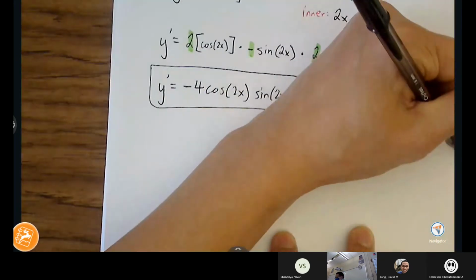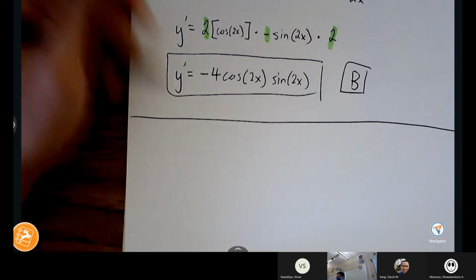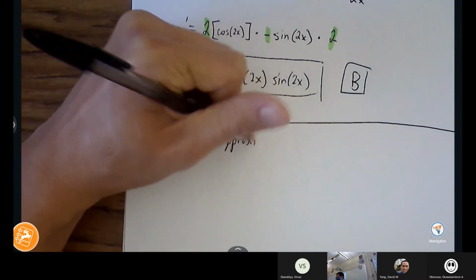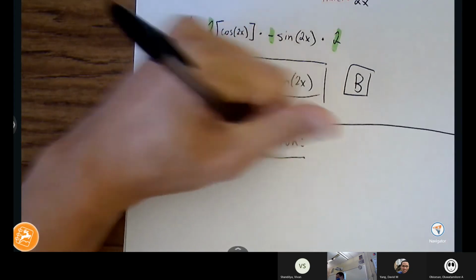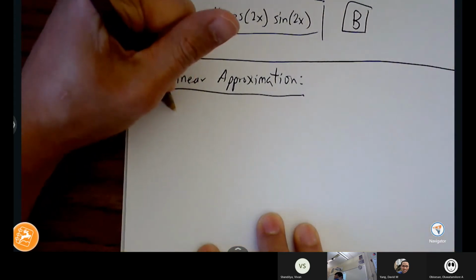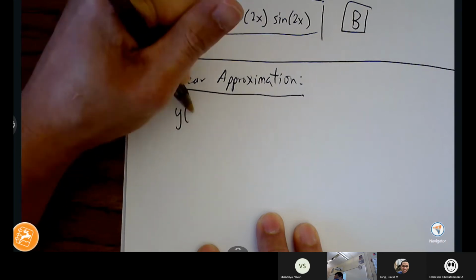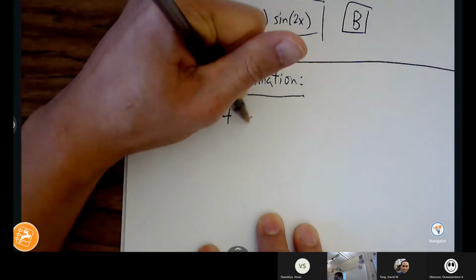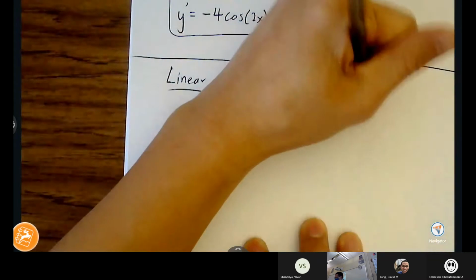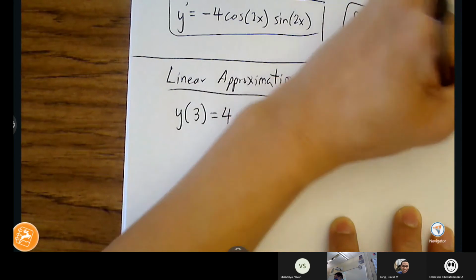Okay, a couple of small things here. Just want to go through them. Why don't we do a linear approximation problem? I'm just going to create one here. So linear approximation, let's say I had y of 3 is equal to 4, and y prime of 3 is equal to 9. And let's say you want to approximate y of 3.2.